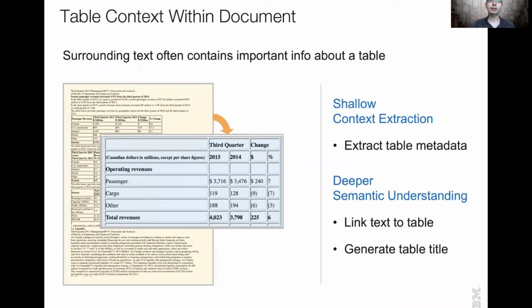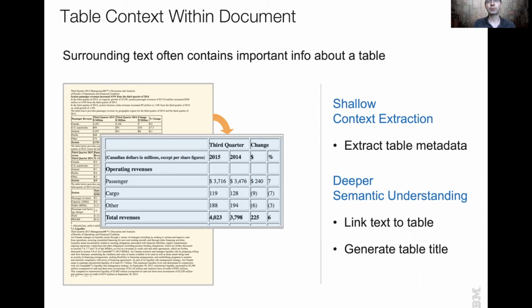The main idea here is that the surrounding text often contains very important information about the table and the cell. And this information should ideally be extracted and associated with the respective table contents in order to enable downstream applications. For instance, both table question answering and table search could benefit from contextual information such as the table caption or the document title.